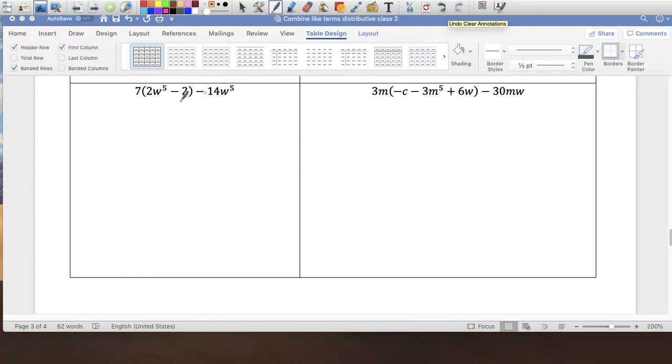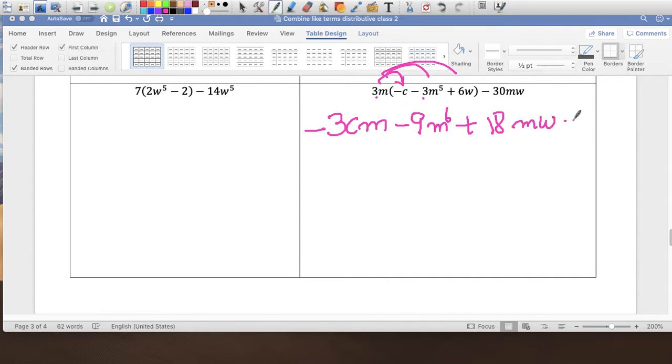And then last one, or someone left. Right, we're going to apply the distributive property. So it's a positive times a negative. So first of all, it's a negative 3cm. And then 3m times negative, so this is going to be another negative. 3 times 3 is 9. m times m5 is m6. Keep the base, add the exponents. 3m times 6w, they're both positive, so it's going to give positive 18mw. And then we're going to bring the minus 30w that was just out there waiting.